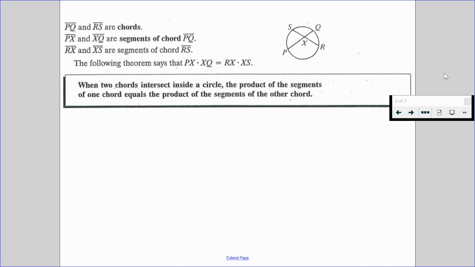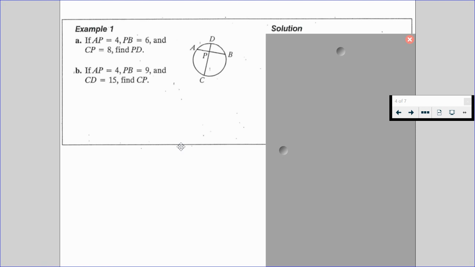It ain't fun. When two chords intersect inside a circle, the product of the segments of one chord is equal to the product of the segments of another chord, which again says that the length of PX times the length of XQ is equal to the length of RX times the length of XS, which leads to example number 1.